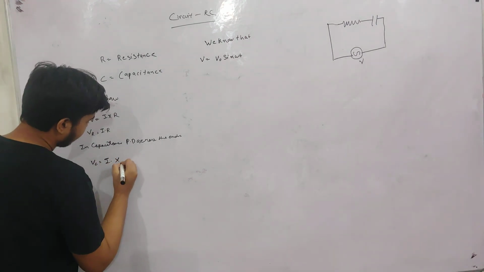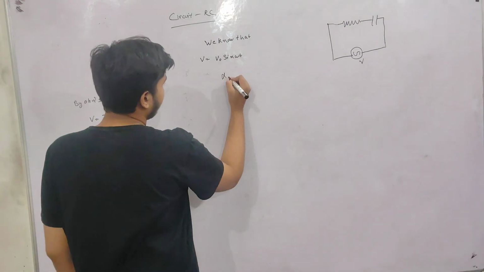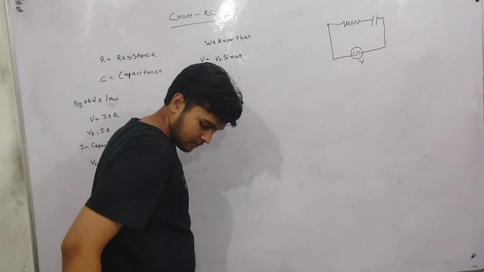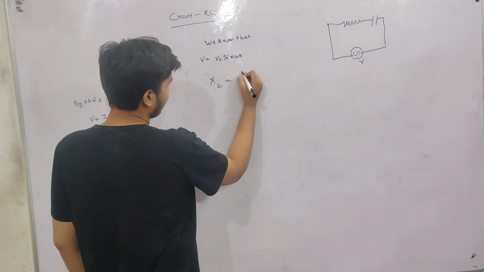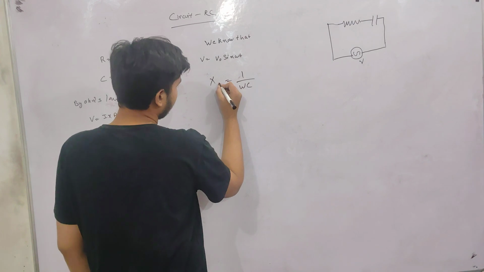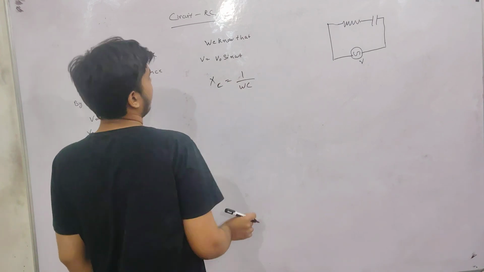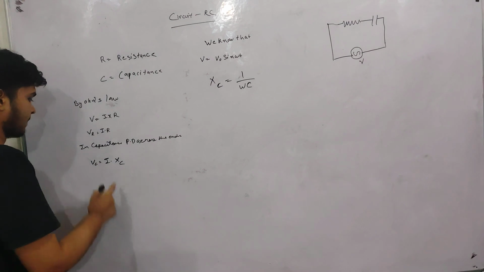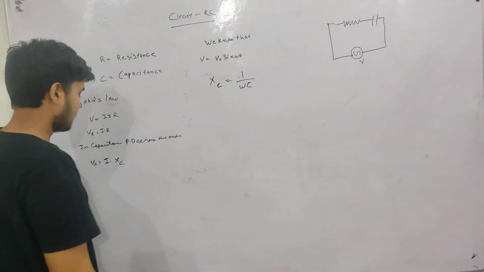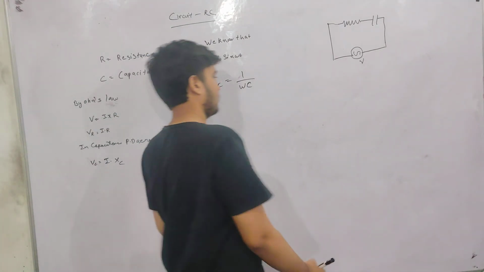Here also we know that the value of XC will be 1 by omega C, where W is omega and C is the capacitance. We will draw the diagram.